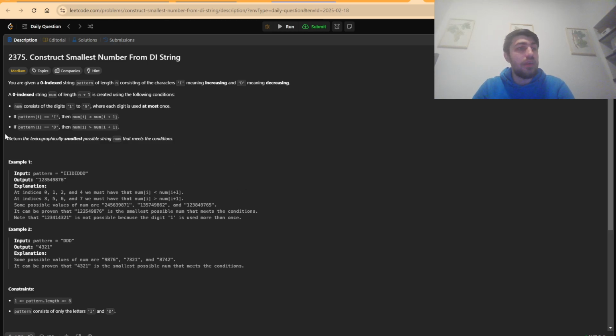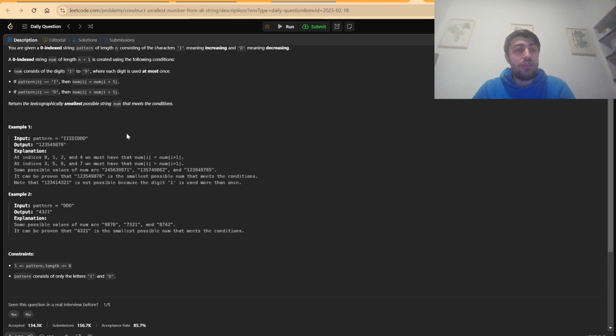For example, if we have a certain position on which the pattern equals I, then the digits at the two positions separated by the pattern have to be increasing, otherwise they have to be decreasing. And the goal for this problem is to construct a number with n+1 digits in such a way that each digit is used at most once, and we want the smallest such number. And we need to have the number contain n+1 digits.